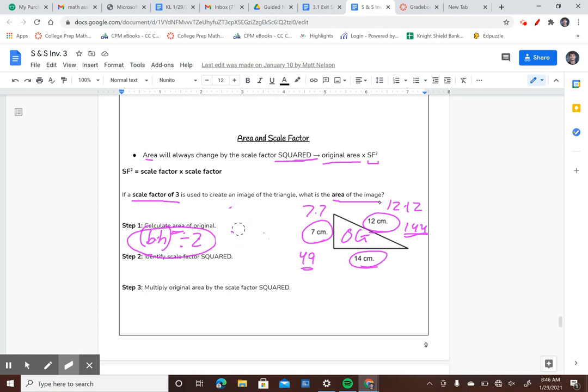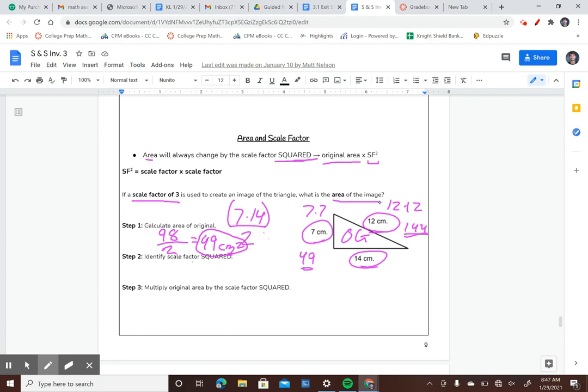So if we're doing base times height divided by 2, we have 7 times 14 for our base times the height, and then we would divide that by 2. So let's see, 7 times 14 would give me 98. Divided by 2 would give me 49. And so 49 centimeters squared would be the area of my original triangle here.